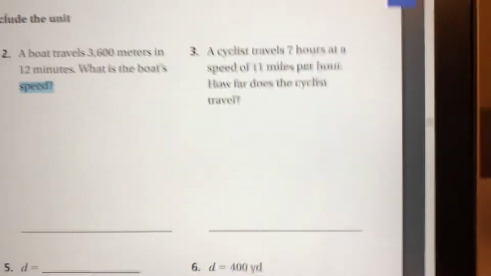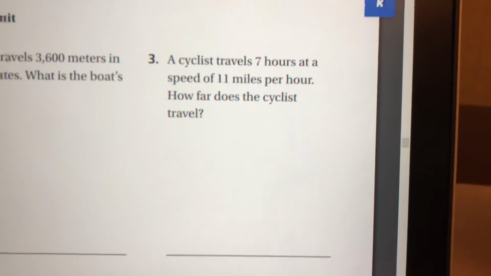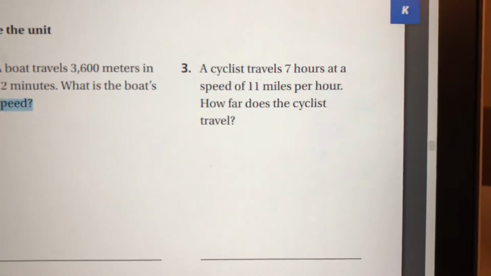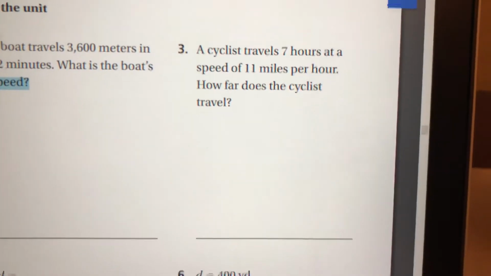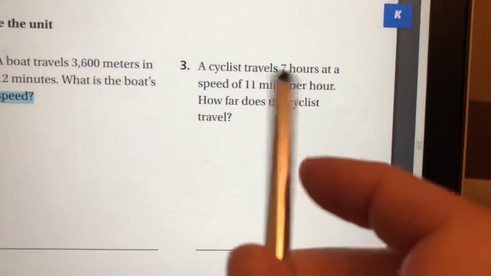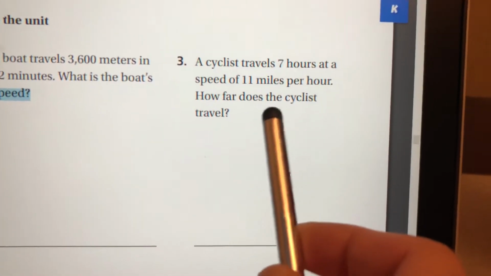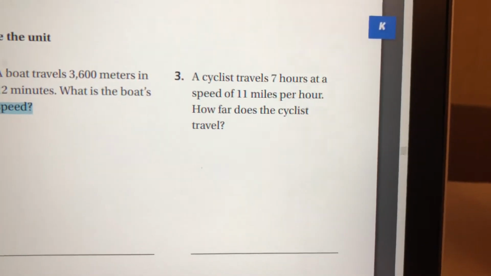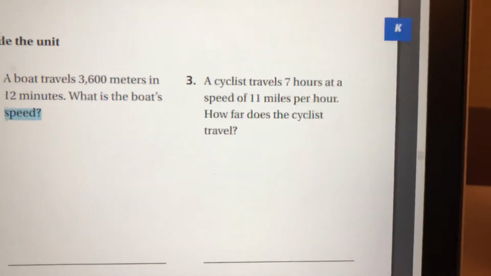Moving on to number 3. A cyclist travels 7 hours at a speed of 11 miles per hour. How far does a cyclist travel? So here they don't give us a distance, because the question says how far do they travel. Remember that when it has to do with how far you're going, the mileage, and so forth, that's distance.